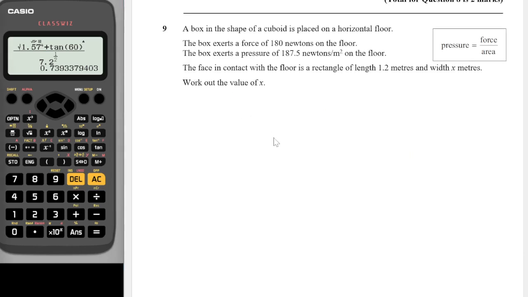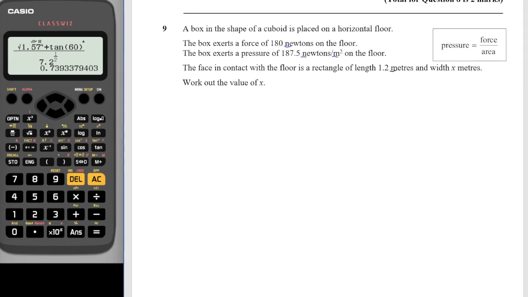Okay, question 9. A box in the shape of a cuboid is placed on a horizontal floor. The box exerts 180 newtons on the floor. The box exerts a pressure of 187.5 newtons per meter squared on the floor. Facing contact with the floor of the rectangle is 1.2 meters by x meters. Work out the value of x. Okay, so I'm just double checking my units seem consistent. Newtons and newtons.